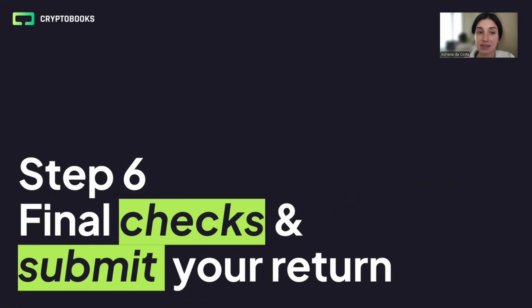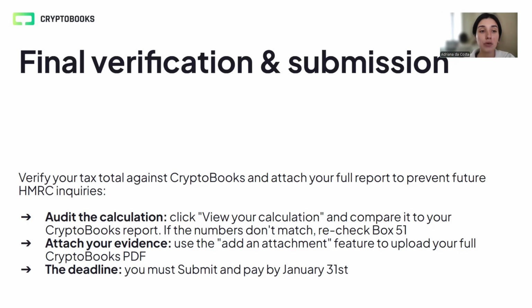Finally, step 6. We are at the finish line. Before you hit submit, click the link that says view your calculation. This will show you a breakdown of what HMRC thinks you owe. Compare this number to your CryptoBooks report. If they are miles apart, go back and check box 51. Sometimes if you edit a previous page, HMRC wipes that box blank.